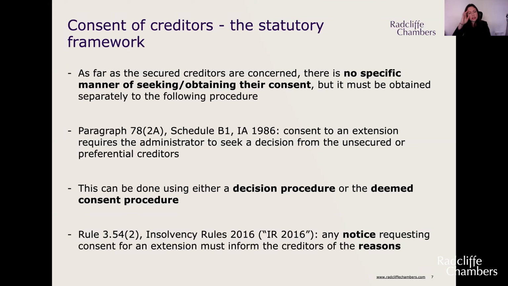An important rule to bear in mind: a notice by which you request consent has to inform the creditors of the reasons. So you can't just make a bare statement that we want an extension. You need to explain why. The rationale there is that creditors should be able to reach an informed decision. It's not just a formality obtaining their consent. You are seeking a decision from them, and they should be able to make that decision based on concrete reasons, rather than having to guess or work it out from other documents they've got in relation to the administration.